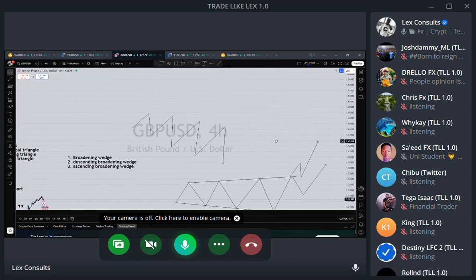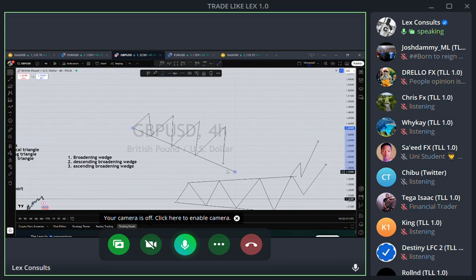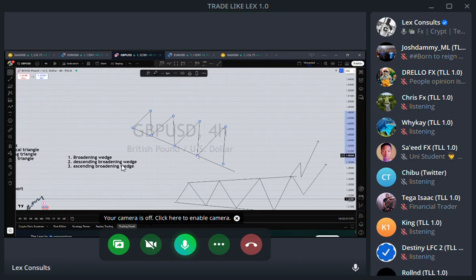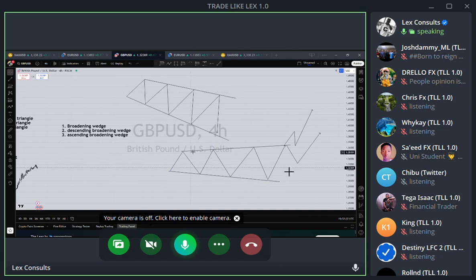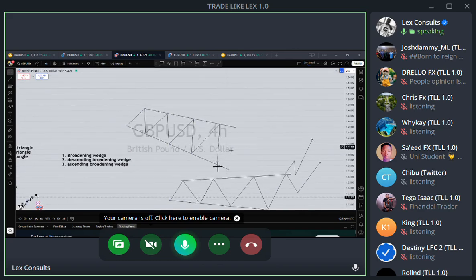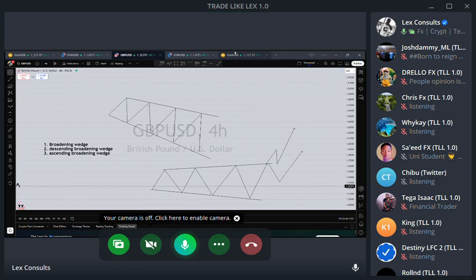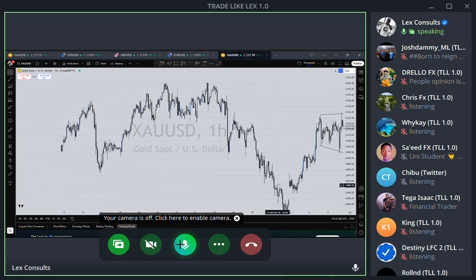So did I get it right? Something like this. As it's expanding, price is still falling. That's why it's called descending broadening wedge. Okay, something like this. So you can see it's not the same with this pattern. This pattern is straight, but this one is descending, even as it is expanding.